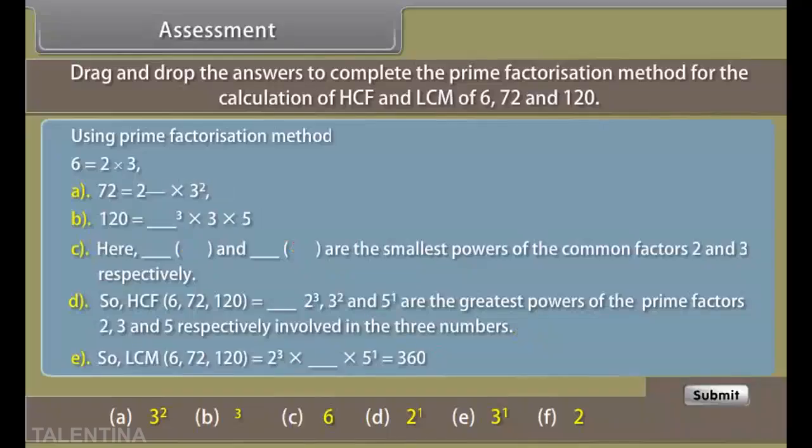LCM is equal to 22,338. Assessment. Before proceeding further, let us know how much you have learned. Drag and drop the answers to complete the prime factorization method for the calculation of HCF and LCM of 6, 72 and 120.